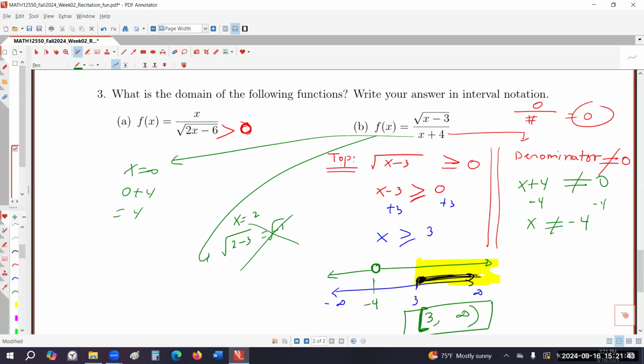So to find the domain, the best way to figure it out is to think about what's wrong with your function. What is the problem? For square root, our problem is negative numbers, negative results. For denominators, our problem is 0. And then depending on other functions, you have other restrictions.